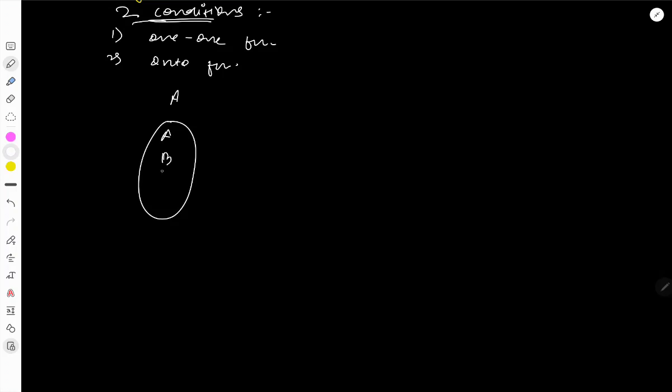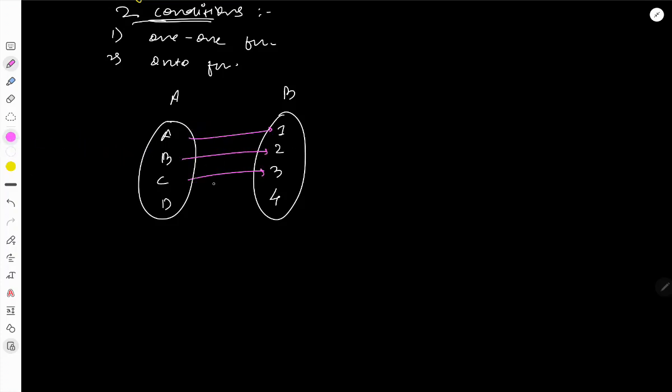Let here be A, B, C, D, and let our codomain have elements 1, 2, 3, and 4. This is 2. And now I'm going to relate them one by one. So now in this case, A related to B is a bijective function.